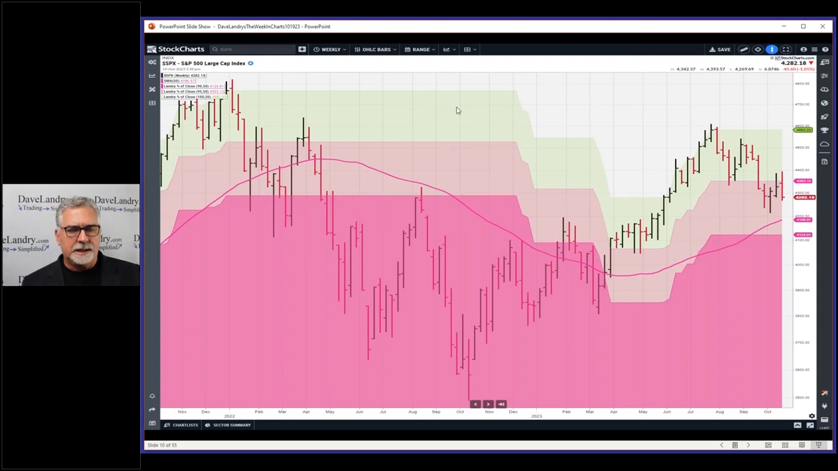So that's the 0 to 5% below the 50-week closing high. And then this is the 5% zone. Anything down in this zone means that you're more than 5% away from the 50-week closing high. And Jeff pointed out many times, it's probably a good idea to get out of the way.